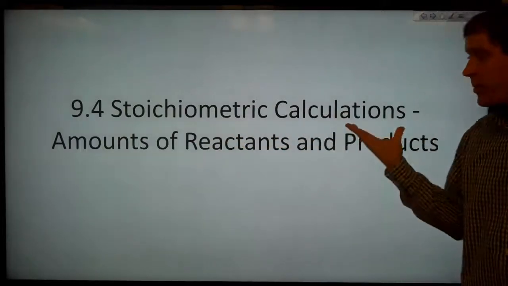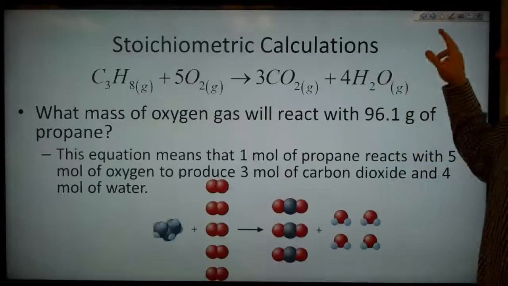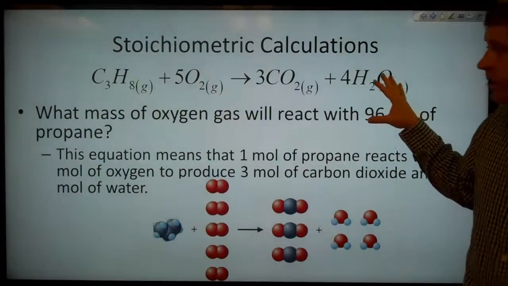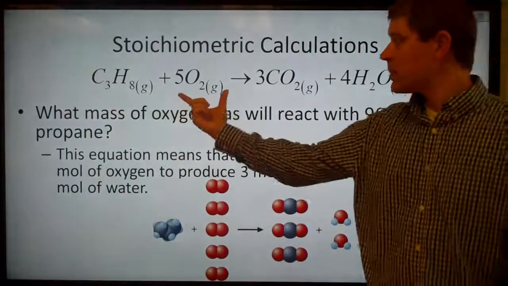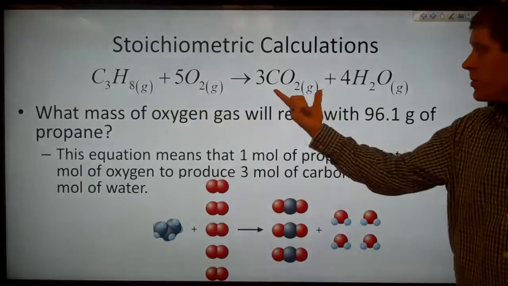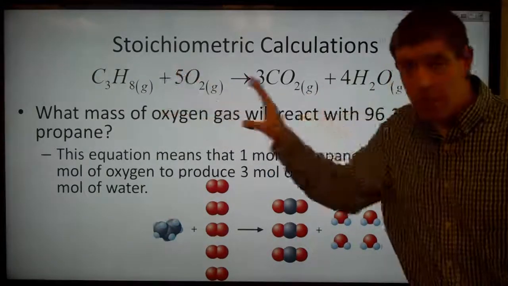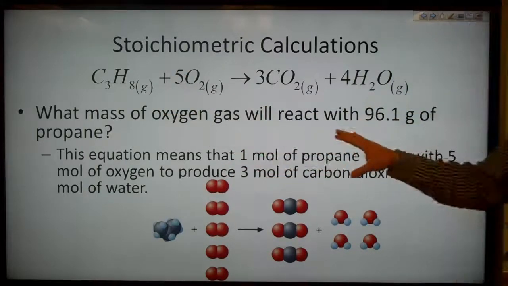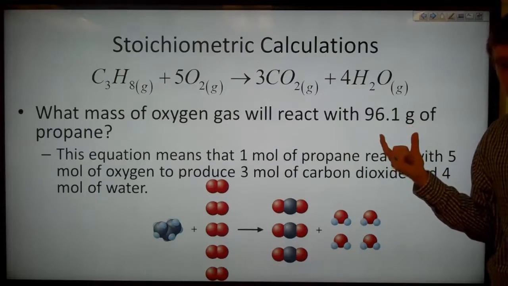Welcome to stoichiometric calculations, amounts of reactants and products. Alright, so let's look at this chemical reaction. So we have C3H8, this is propane, plus oxygen yields carbon dioxide and water. This is a balanced chemical reaction. So what mass of oxygen gas will react with 96.1 grams of propane?